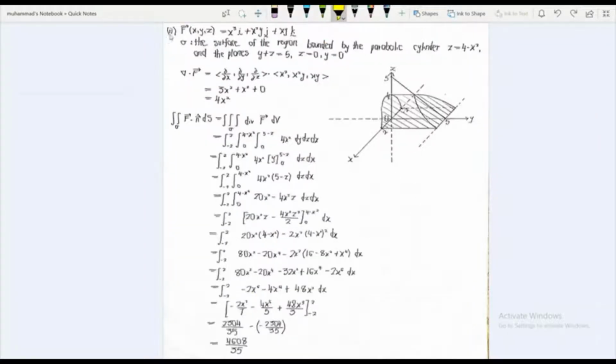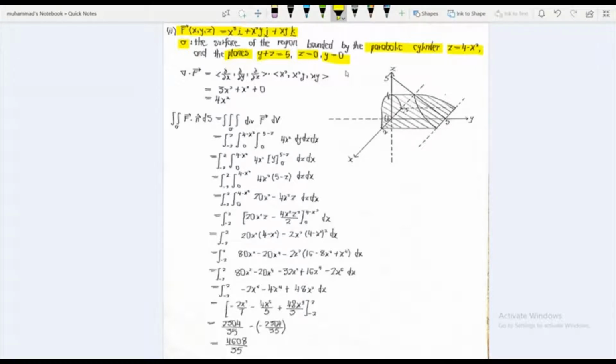Question 3, Roman ii. They have given F(x, y, z) equal to x cubed i plus x squared y j plus xyk. The sigma is the surface of the region bounded by the parabolic cylinder z equal to 4 minus x squared and the planes y plus z equal to 5, z equal to 0 and y equal to 0.